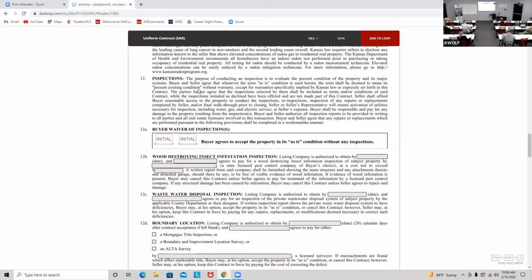Present existing condition without warranty except for warranty specifically implied by Kansas law. If a person has marked on a seller's disclosure that a key component of the property is not working at the time that they complete the seller's disclosure, it is exempted from the home inspection aggregate total. So for example, if there's an attic fan and they mark that the attic fan is not working, the home inspector can point out that the attic fan is not working and what could potentially be wrong with it, but you cannot use whatever figures they come up with as part of that attic fan for the aggregate.